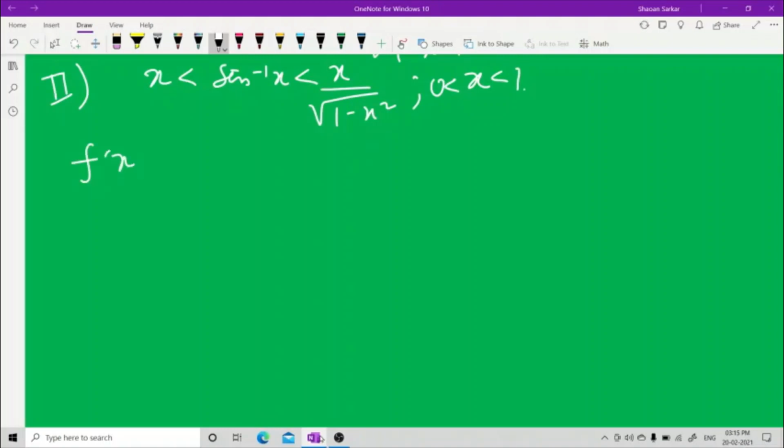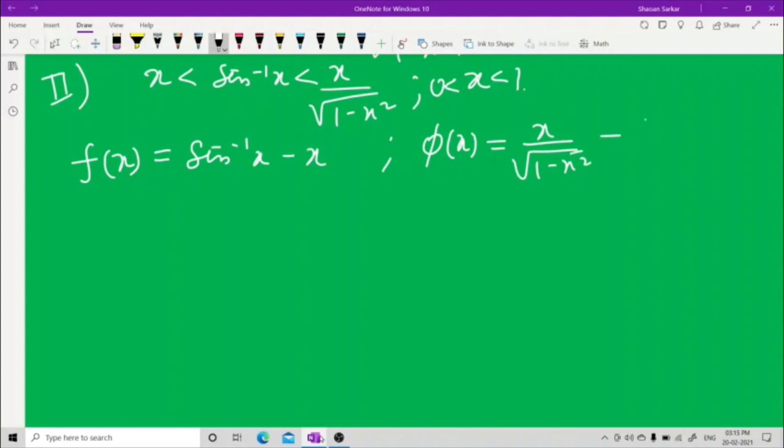Select f(x) equal to sine inverse x minus x, and consider another function phi(x) equal to x under root 1 minus x square minus sine inverse x. Now how to select? This function is greater than this, so write this function first, and the smaller one in the second part, with a minus sign in between. यह बड़ा है, इसको पहले लिखो, ये छोटा है, ये बाद में लिखो, बीच में एक माइनस डालो.